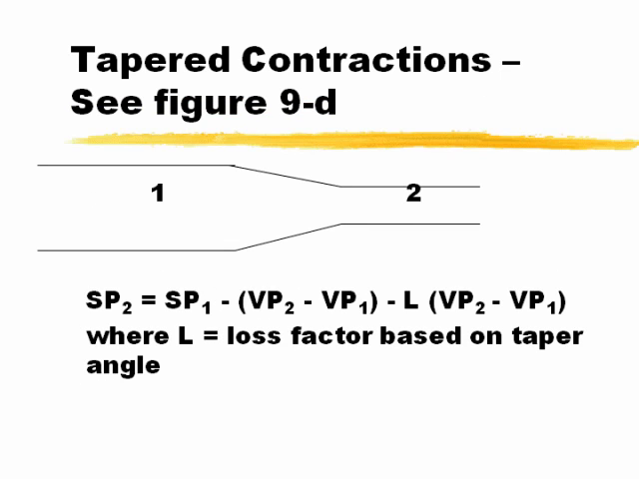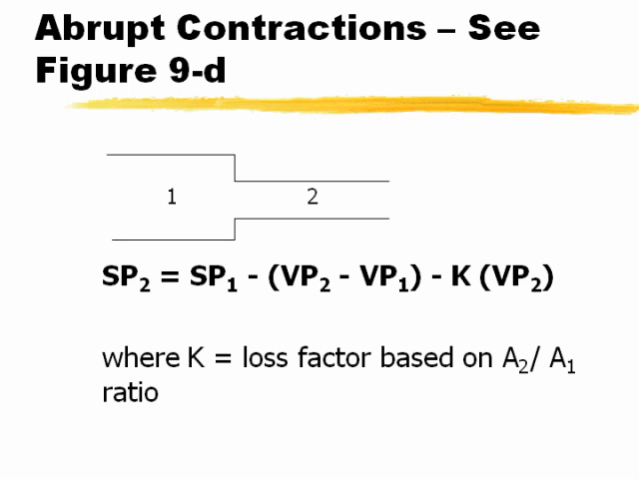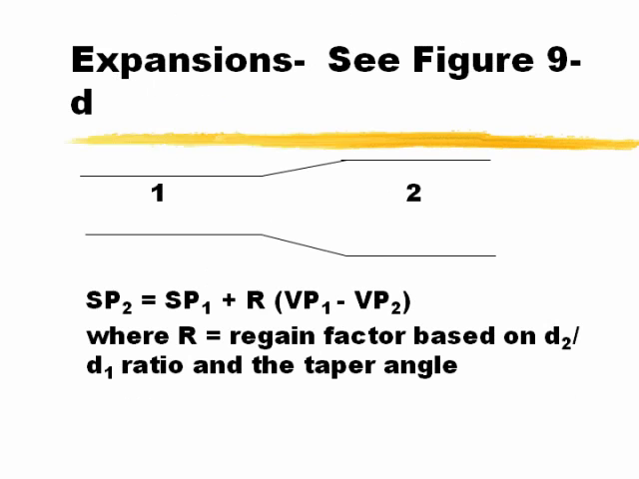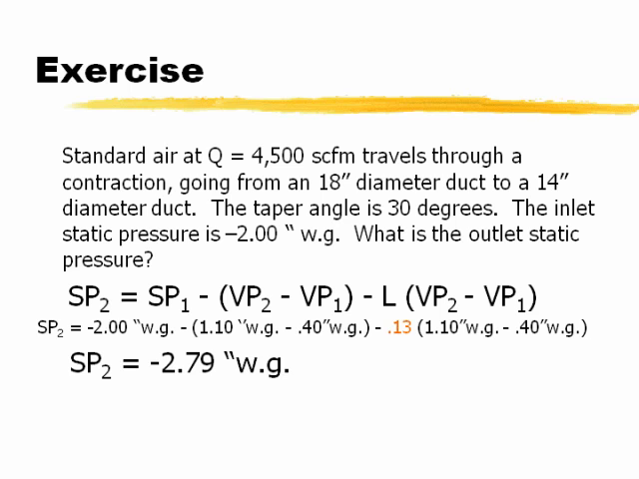And so here are the formulas that I just referred to in that figure, and I've just written them out here. So there's the formula for a contraction where we have an angle, and then we have abrupt contractions, and a slightly different formula for them, and expansions. And expansions are based on the diameter now of d2 over d1. So let's look at a couple of examples of how we can use this.